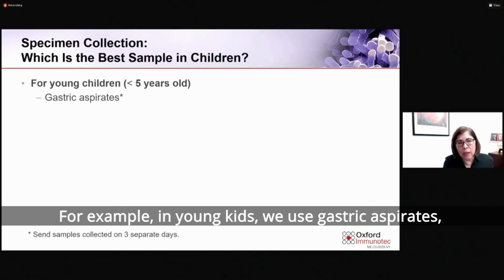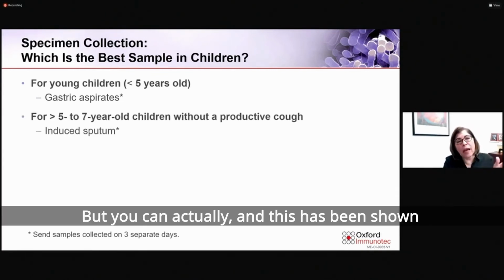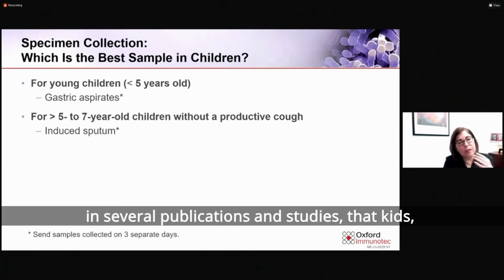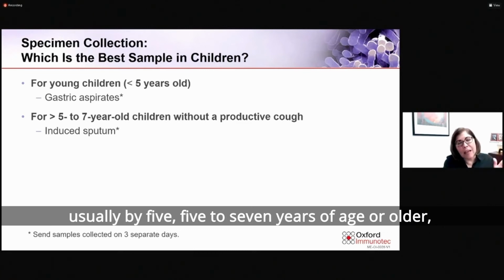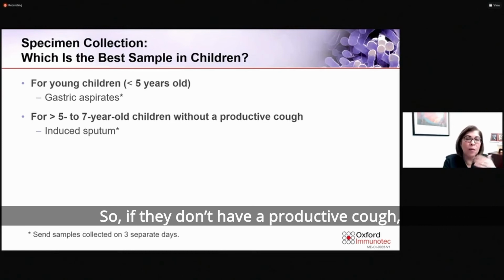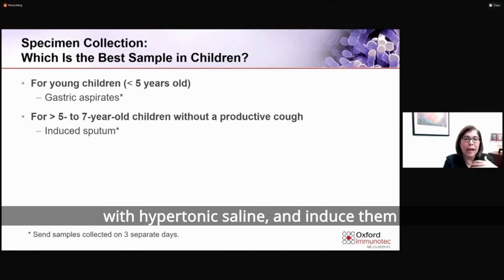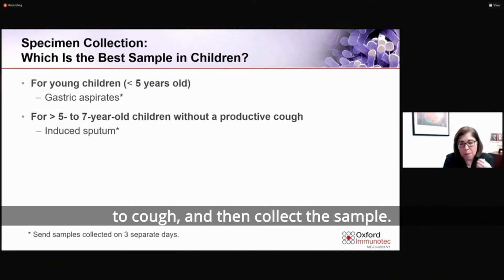For example, in young kids, we use gastric aspirates because it's very hard to obtain sputum from them. But this has been shown in several publications and studies: kids, usually by 5 to 7 years of age or older, you can actually do induced sputums like you do in adults. So if they don't have a productive cough, you stimulate their cough with hypertonic saline and induce them to cough and then collect the sample.